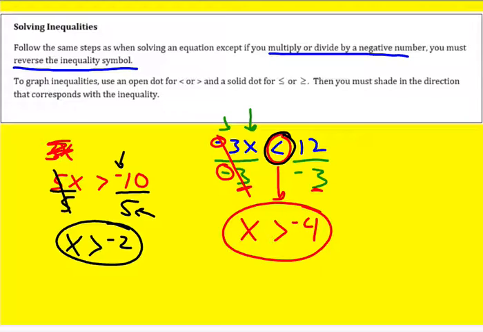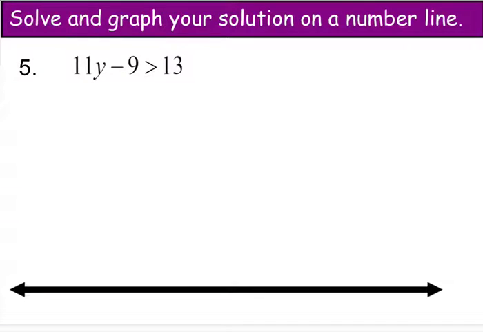We're going to graph our answers on the number line. And right here, to graph inequalities, use open dots for less than or greater than, and solid dots for less than or equal to or greater than or equal to. Then you must shade in the direction that corresponds with the inequality. And we'll look at that in a second here. Here's our first one, solve and graph.